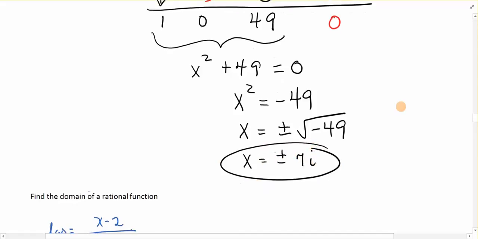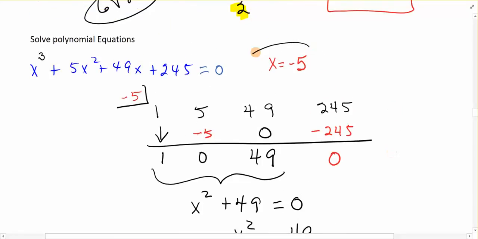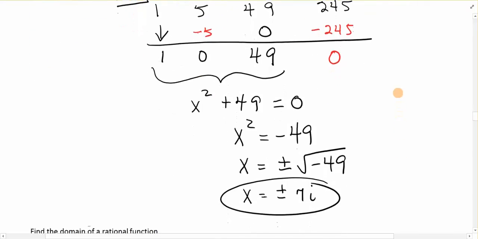So now I found my 3 solutions. It was a cubic equation. That meant there were 3 answers. I found one by putting it in the calculator and finding it. That was the real one. And then I whittled it down to quadratic with synthetic division. And then I could find the other 2.